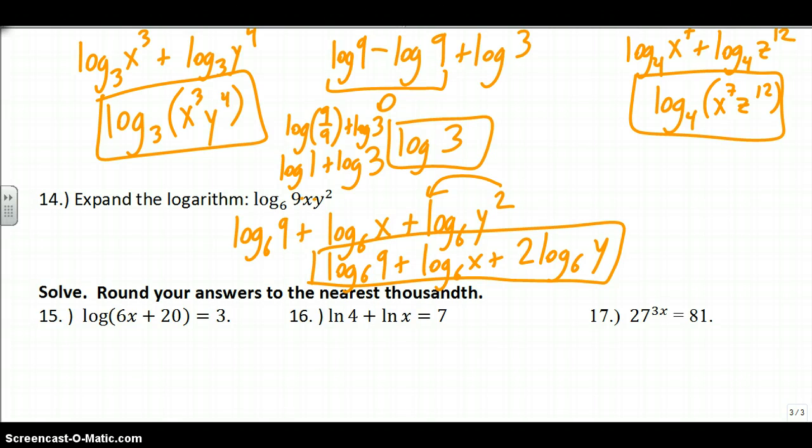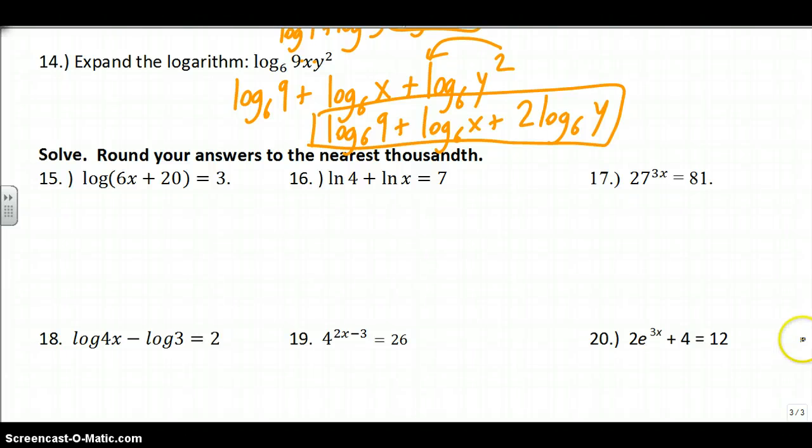And that's all you have to do. The rest of them are just solving equations. So, pretty easy. If they're logs, you're going to bump the base. If they're exponential, you're going to log them. All right, so here we go. We're going to bump the base. Base is 10. 10 and the log will cancel.